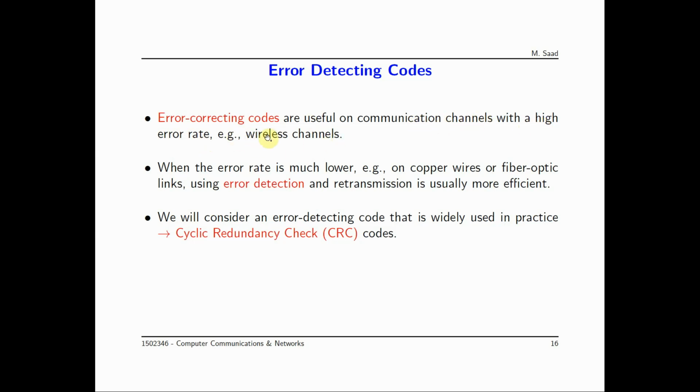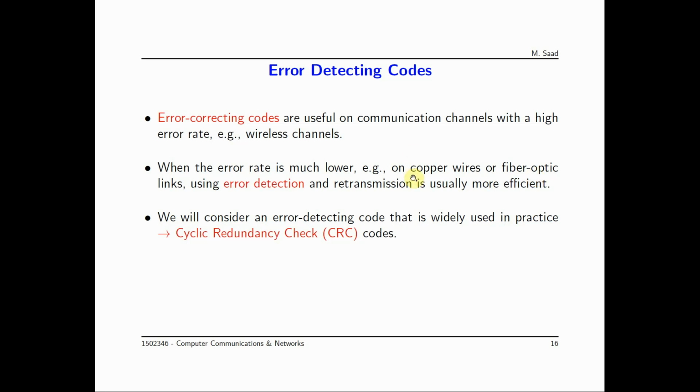Like in wireless communication channels, for instance, it might be useful to use an error correcting code, and whenever we send a frame, we add sufficiently many check bits so that the receiver can correct on its own without asking for retransmissions. However, when the error rate is much lower, like in copper wires and fiber optics, errors do not happen that much, so the probability of error is much less. Every once in a while, we might see an error. In that case, it does not make sense to use error correction, because error correction means that with every frame, I'm adding a lot of check bits.